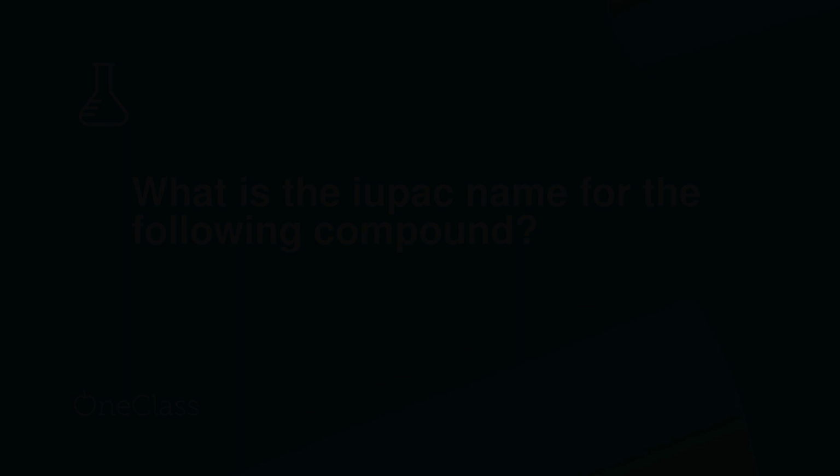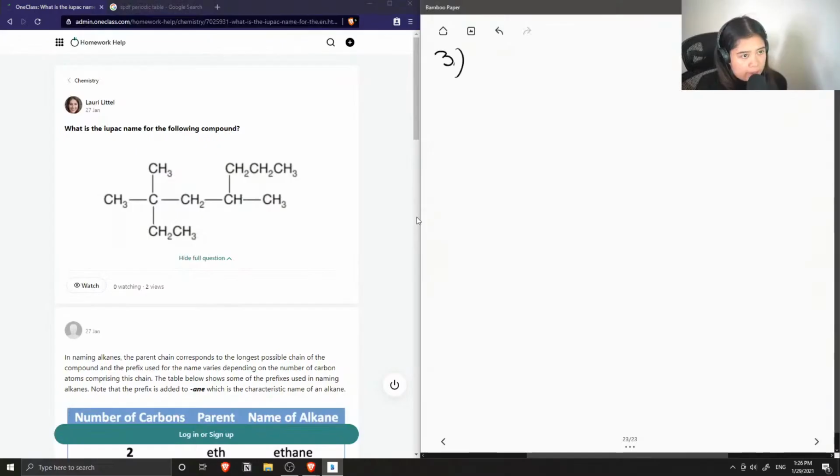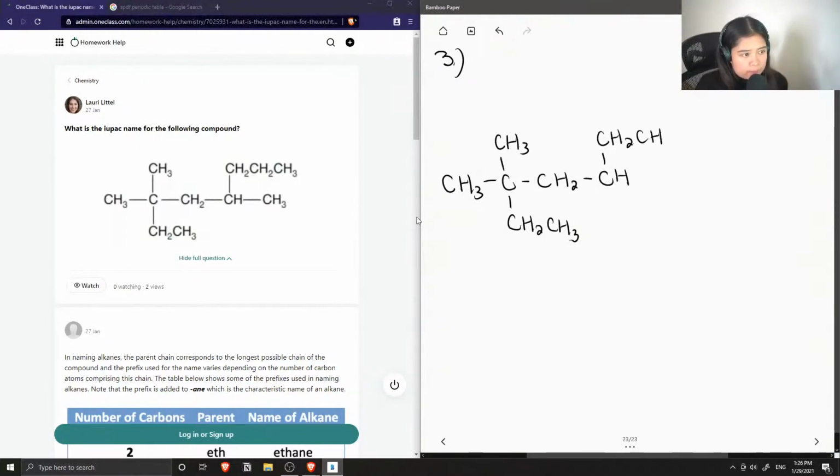Okay, so question: name the following compound. So let's also draw this compound down here. This is an organic compound, and specifically it contains only hydrocarbons. So this means it only contains carbons and hydrogens. Okay, so it looks kind of like this.